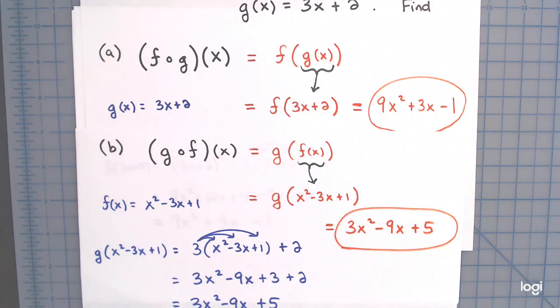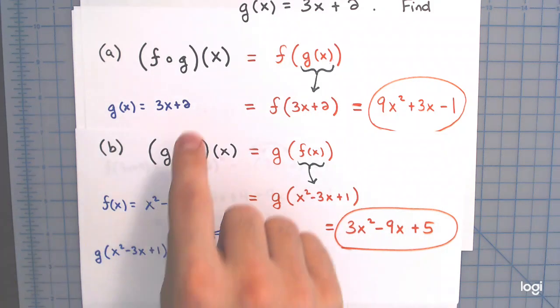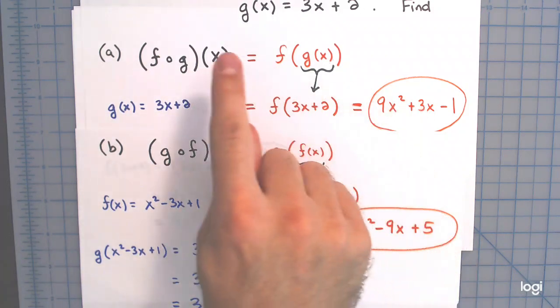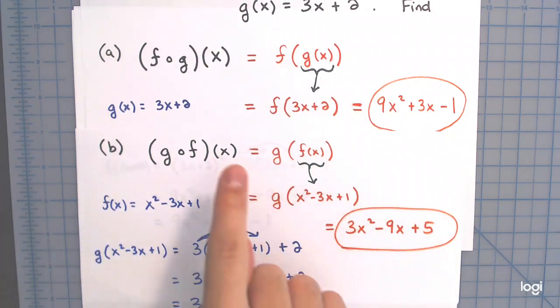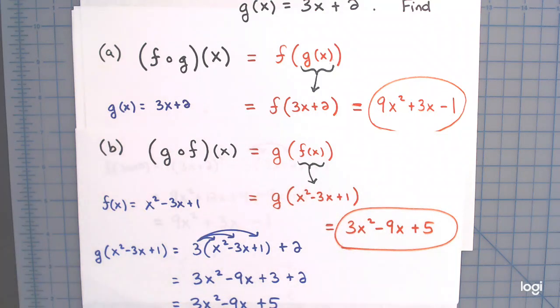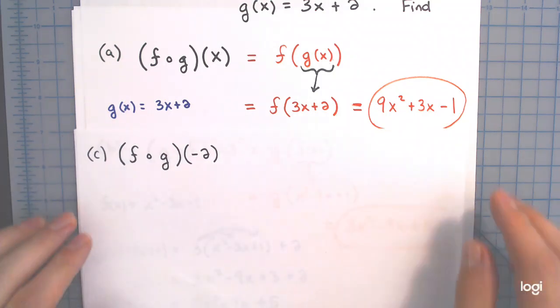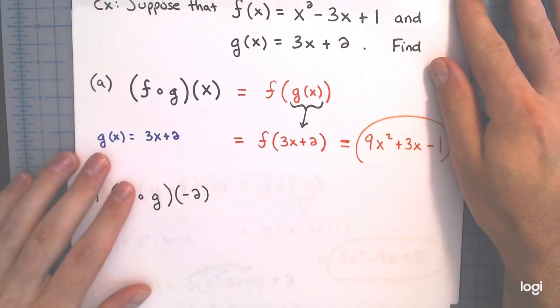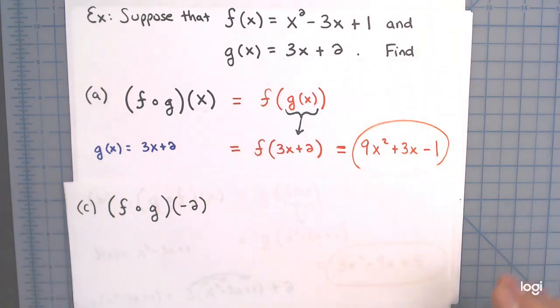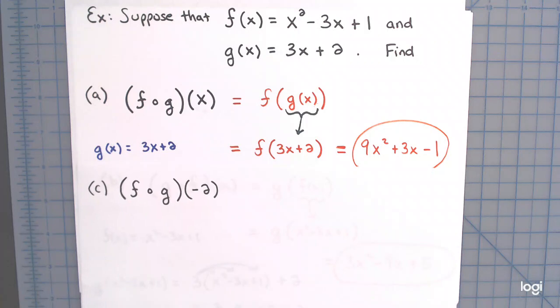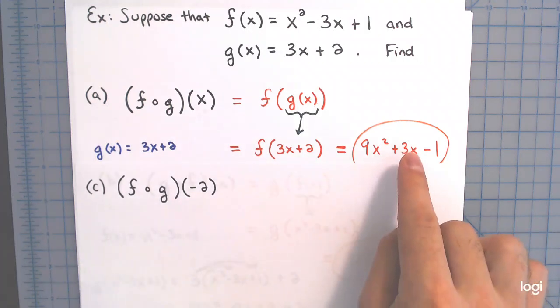So the order in which you compose actually means something. Now for my last example, I mentioned earlier I was going to test out this first one, and you can do a similar kind of test for part B if you wish. So the last example, part C: again, the same two functions. And I'll leave the result from part A up here.